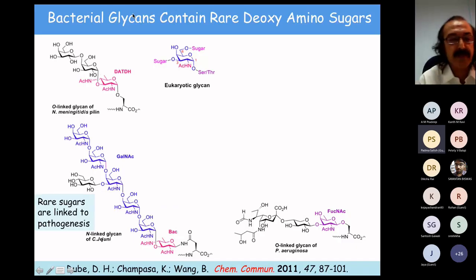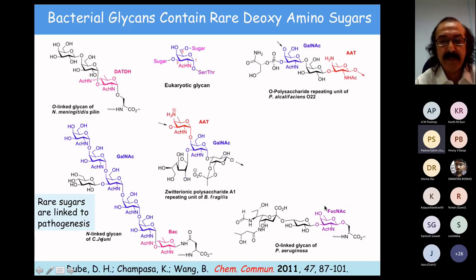To just give you a few examples, this one from Neisseria meningitidis has this sugar, diacetoaminotrideoxyhexose, or this longer glycan in C. jejuni has a bacillosamine. This one from Pseudomonas aeruginosa has fucosamine, and some zwitterionic polysaccharides from certain bacteria have this sugar called AAT. More importantly, the presence or absence of these sugars has been shown to be linked to pathogenesis.